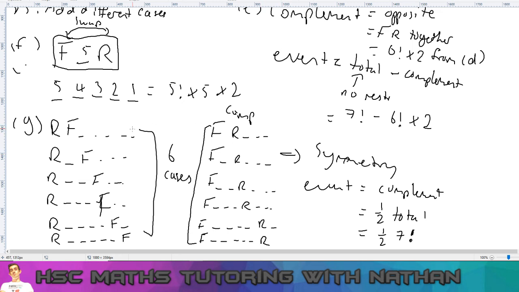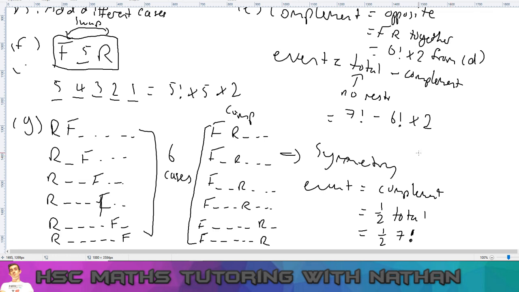You don't actually need to write this in an exam. I'm just showing you this. This can be done in your head. You can think about how many cases there are, and then you realize there's symmetry here because they're equal. And you just have to write this down: symmetry, therefore the event equals the complement, half the total, half of 7 factorial. So that covers the majority of permutations, roughly 80 to 90%.